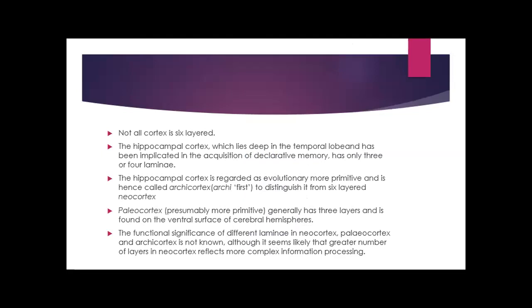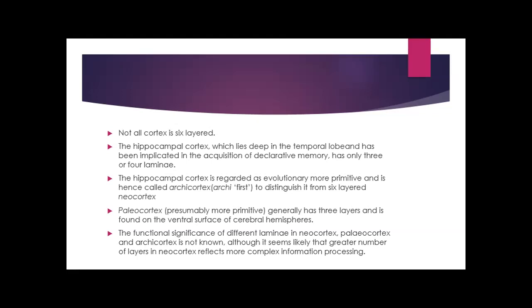Not all part of the cortex is 6-layered. The hippocampal cortex, which lies deep in the temporal lobe and has been implicated in the acquisition of declarative memory, has only 3 or 4 laminae. The hippocampal cortex is regarded as evolutionarily more primitive and hence is called archicortex to distinguish it from 6-layered neocortex.